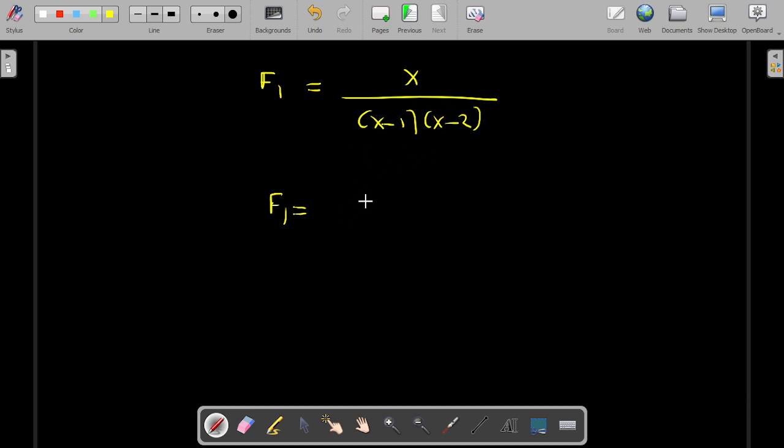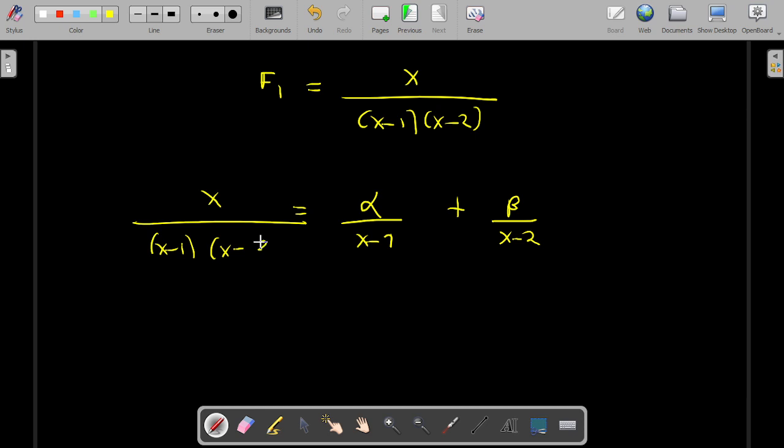We're going to have a scalar that we're going to call alpha, divided by the first linear factor, x minus 1, and then plus another scalar which is going to be beta, divided by the second linear factor, x minus 2. So we have to find the values of alpha and beta that are going to give us this decomposition. For f1 here we're going to substitute our rational fraction, x divided by x minus 1 times x minus 2.